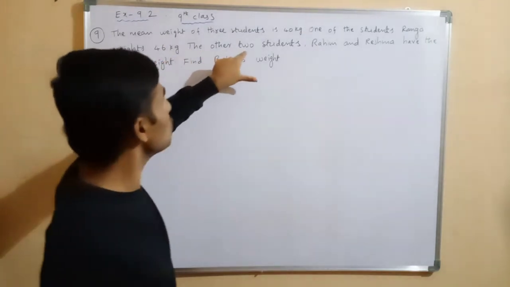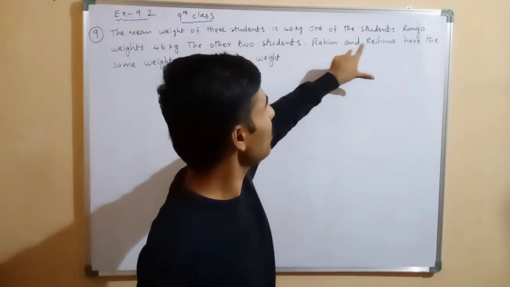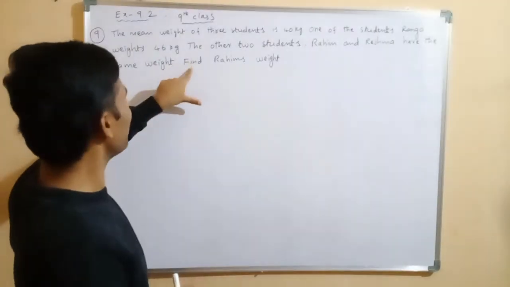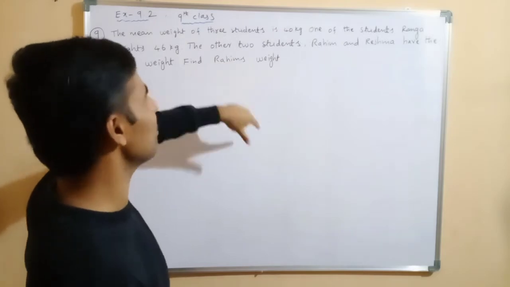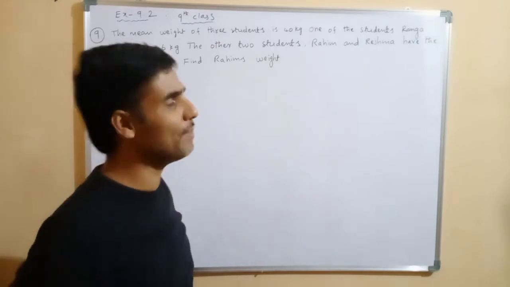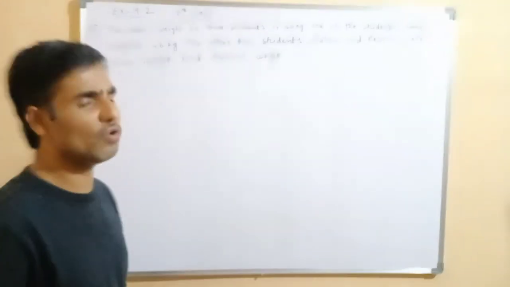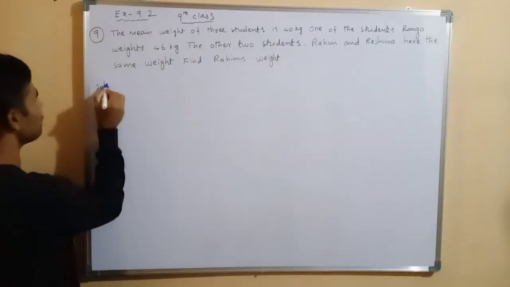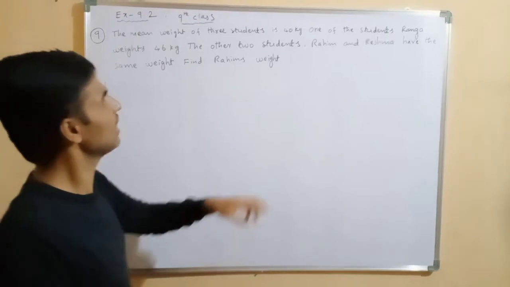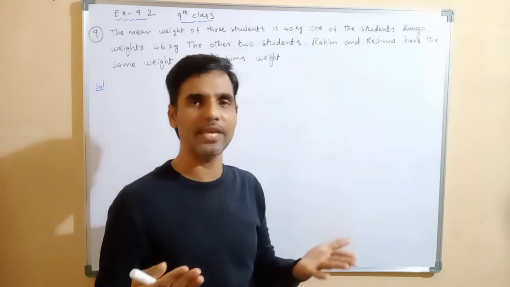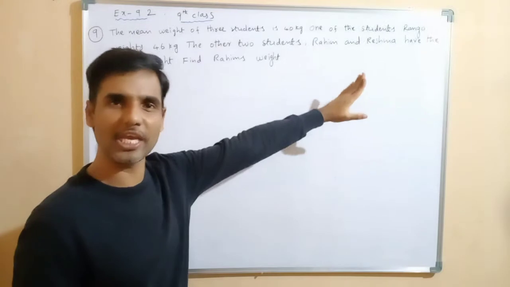The other 2 students, Rahim and Reshma, have the same weight. Find Rahim's weight. Rahim's weight means automatically Reshma's weight will also come, because here Rahim's weight and Reshma's weight will be the same. First, take the one we don't know. See the solution. Rahim and Reshma's weights are not given, so we have to take a variable. Here they have the same weight.